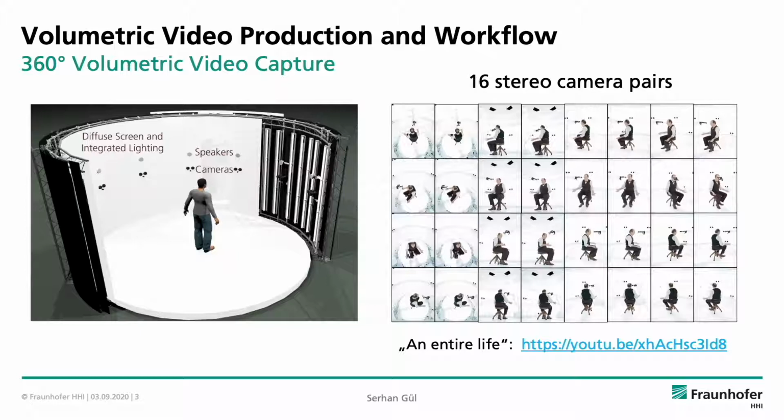To achieve this, Fraunhofer HHI set up a volumetric studio in 2017, shown on the left side here. And on the right, you see one of the first productions in the studio, where the person is captured by 16 stereo camera pairs simultaneously from all viewpoints, covering the full 360 degrees. The result is 16 synchronized stereo video streams that are then used to create the volumetric video.